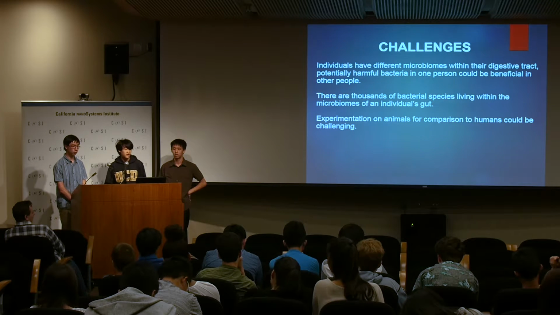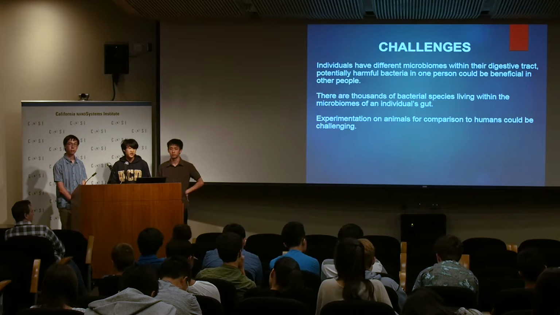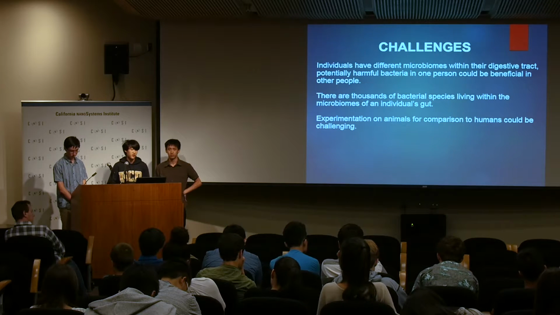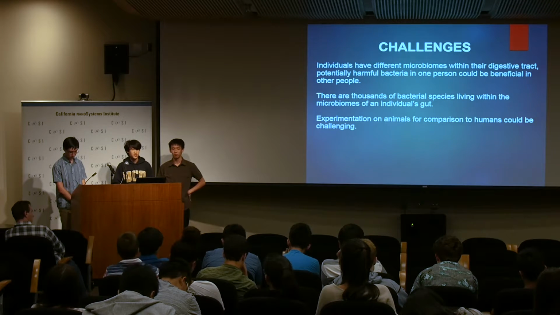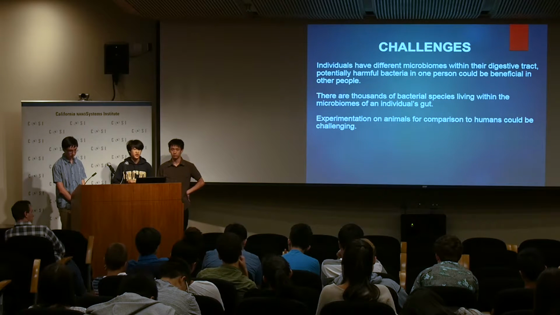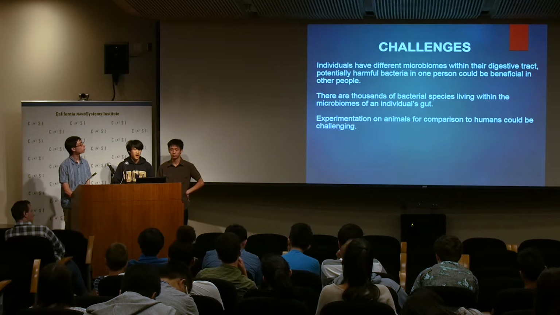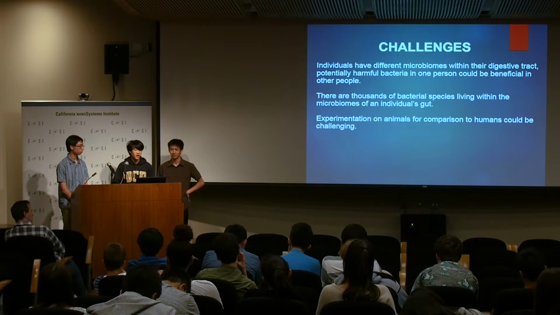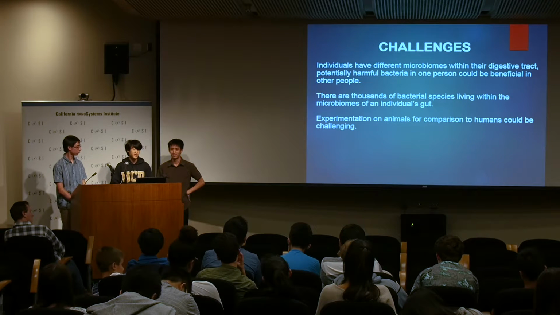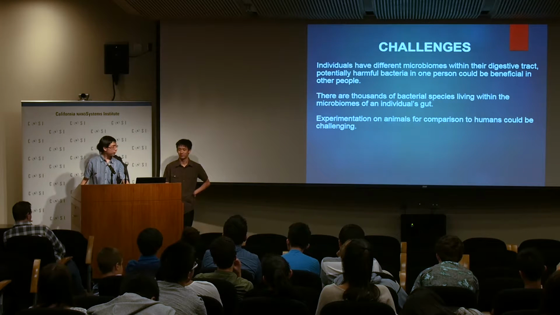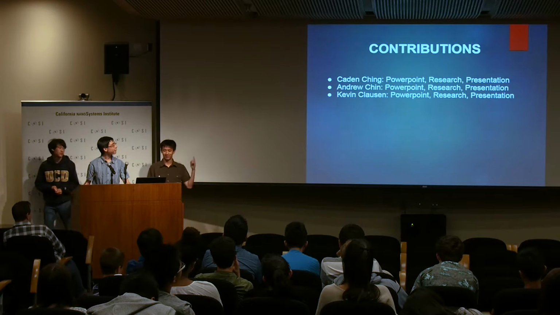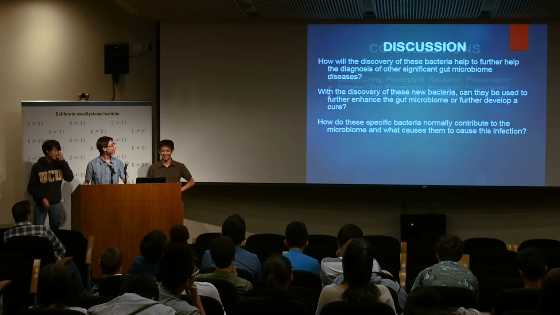Another challenge is that experimentation on animals is a little bit harder because you would need to use humans instead, because humans and animals have a different ratio of different bacteria in their digestive systems. They can have the same bacteria, but they'll have different amounts. So there's that.